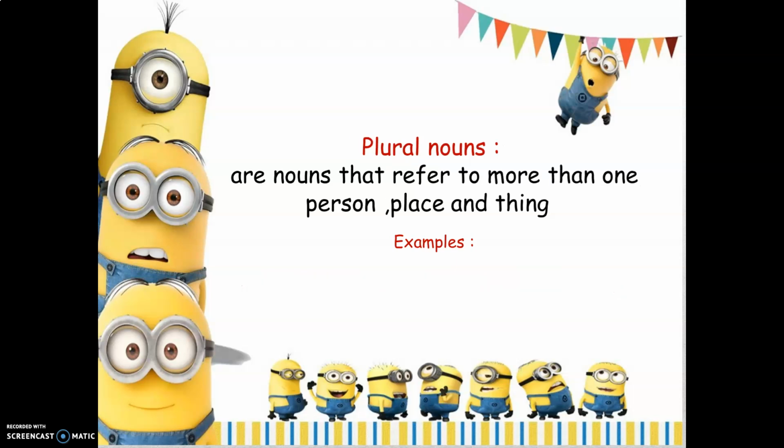Now, what about plural nouns? Plural nouns are nouns that refer to more than one person, more than one place, and more than one thing. For example, doors, tables, chairs, windows, ears, eyes, shoulders, fingers, toes. We have s at the end of the noun.